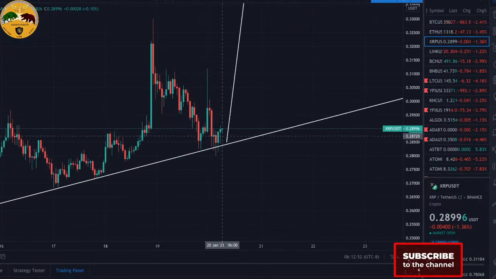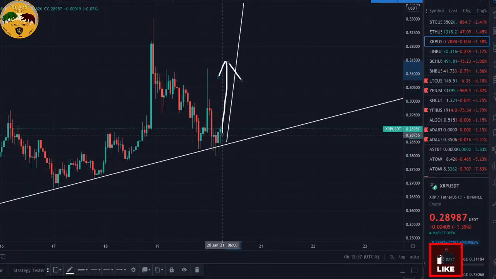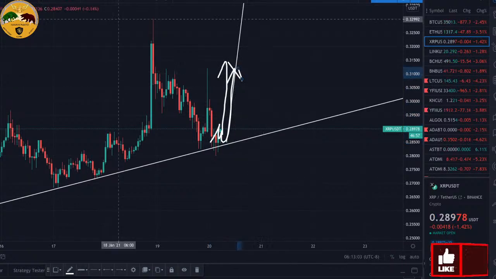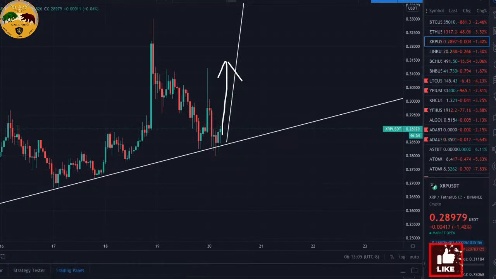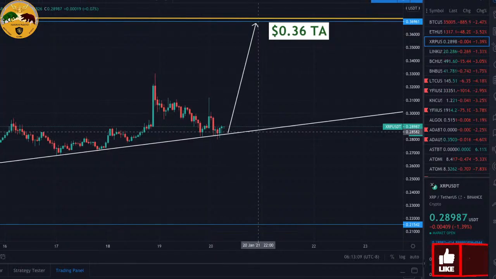So we could see the next candle printing and trying to find its way up. We could have a sideways movement that will lead all the way up next. Where we are now is more like a buy accumulation zone on support for the bulls on XRP.